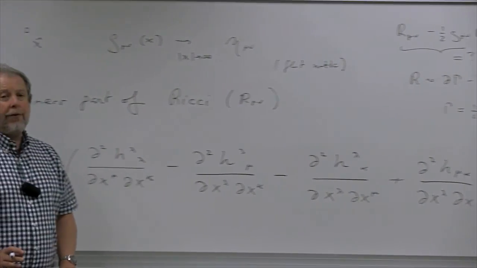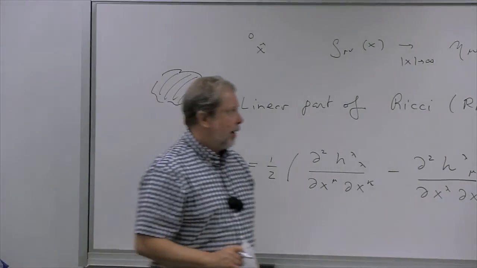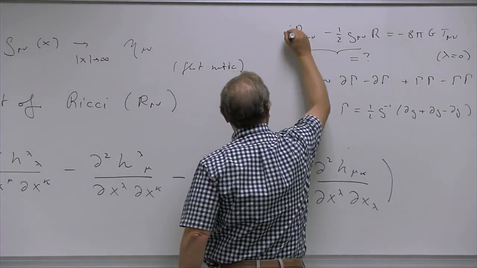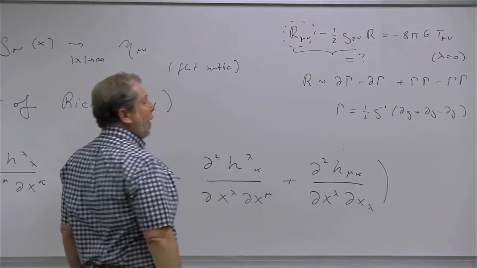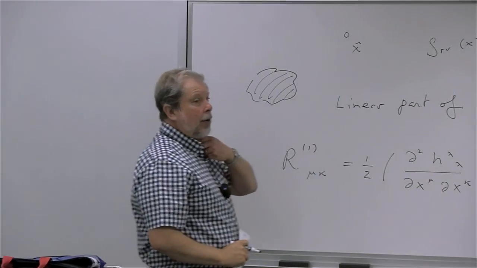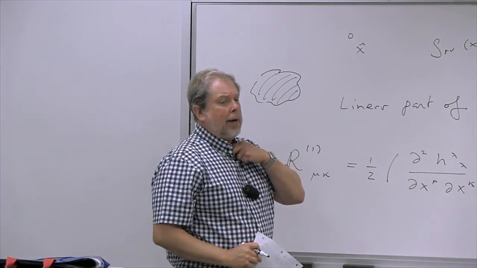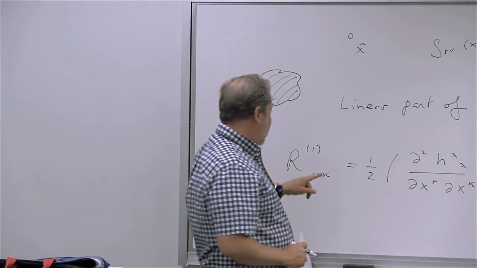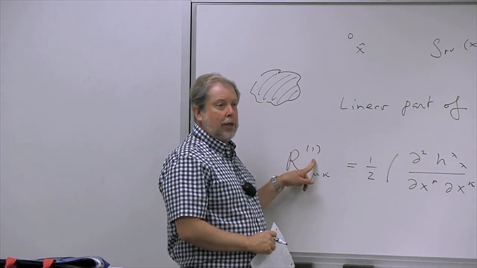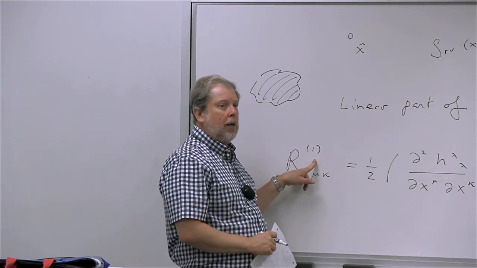So you see, even if you look at the linear term in H of just this piece here, it is not too simple. It contains 4 terms. And now we're going to give it a name and call it R1, the linear term in H in the expansion of the Ricci tensor.